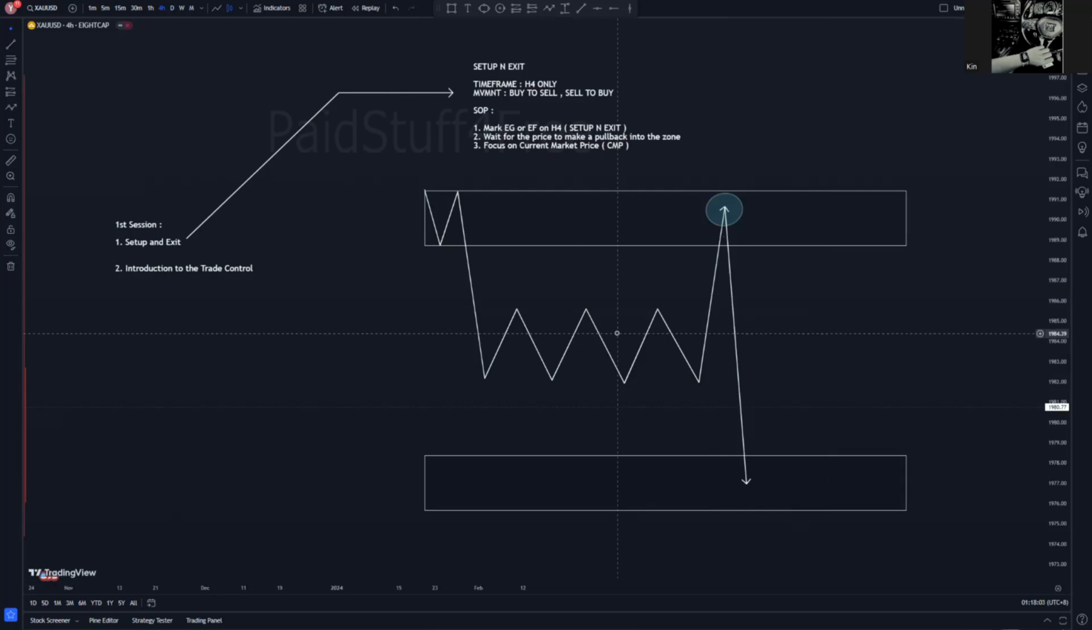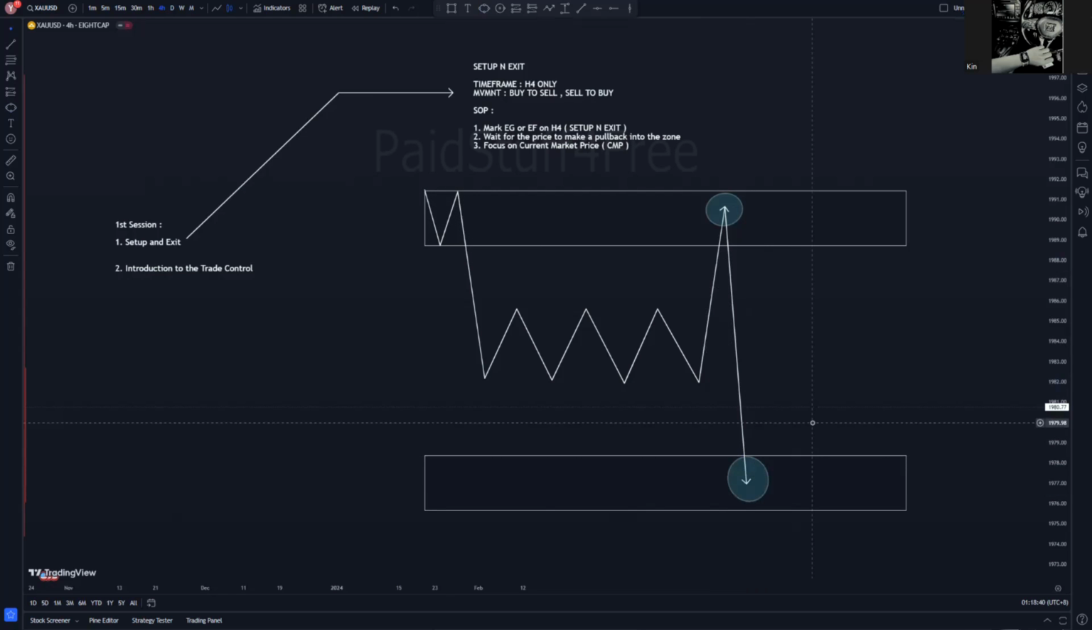So what should we do? Do it from scratch. Right now, we already have this buy zone on H4, which is the zone we used just now as our exit, because now we are talking about putting the buy entry. When the price gets into the buy zone, automatically we're done with the second SOP, which is waiting for the price to make a pullback into the zone. The third SOP is to focus on the current market price. So where will our current market price be? It's going to be over here.